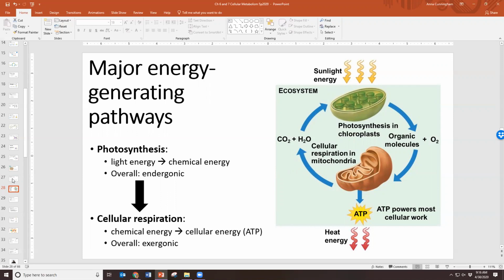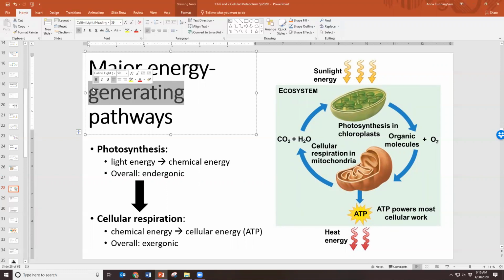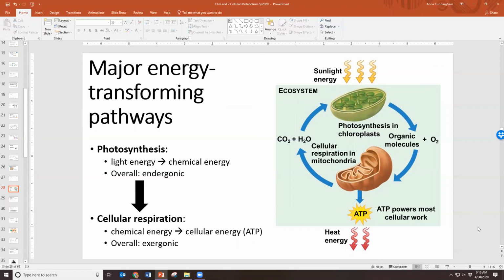All right, so we're going to talk again, like I said, about 2 major energy generating pathways. I guess, again, because of the law of thermodynamics, we really shouldn't say that these are generating energy, but these are our major energy transforming pathways. Let me just update that because we want to be accurate. There we go. So these are linked, as we will talk about in the ecosystem.